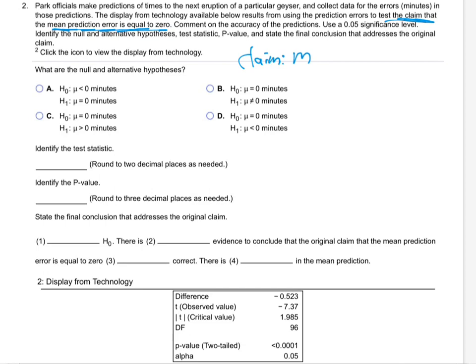Claim: mean prediction error is equal to 0. Okay, so guys and gals, can you focus up here for a second?